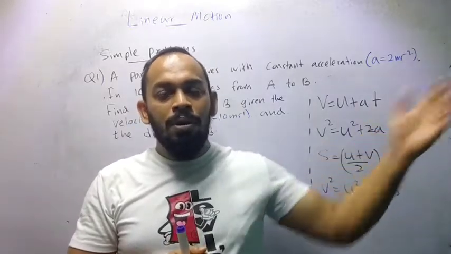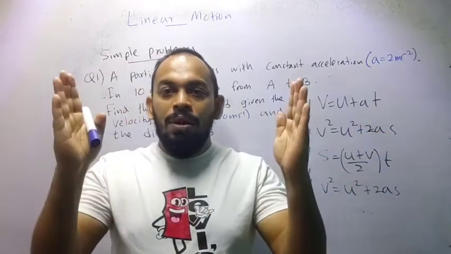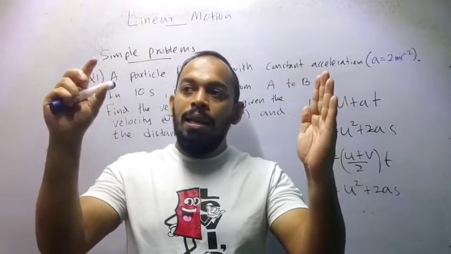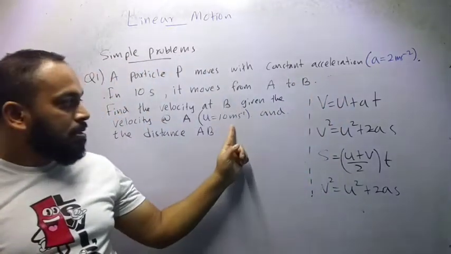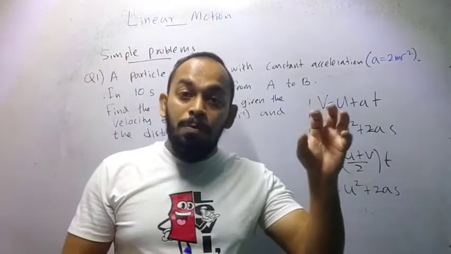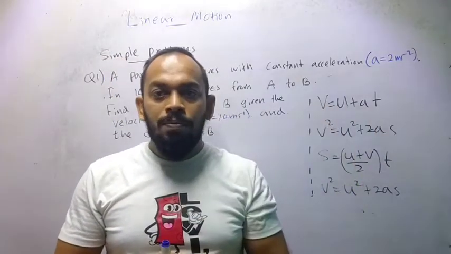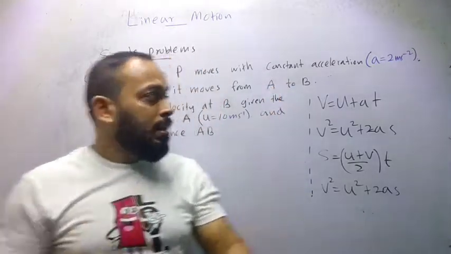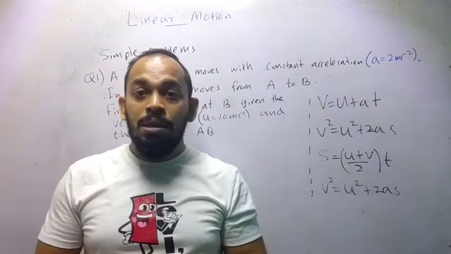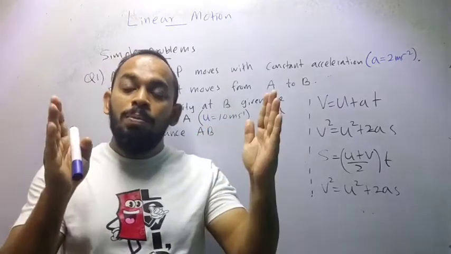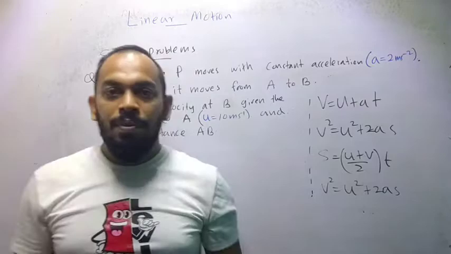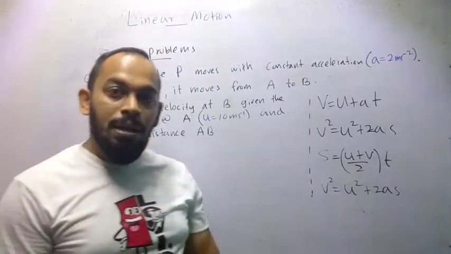Right? It could go further, right? But when you consider a piece of this motion from A to B, at A the initial velocity is 10 meters per second. At B, what is the velocity? So from A to B, the acceleration is constant, right? And it is given as 2 meters per second squared. And from A to B, it takes 10 seconds, right? So time starts at A.